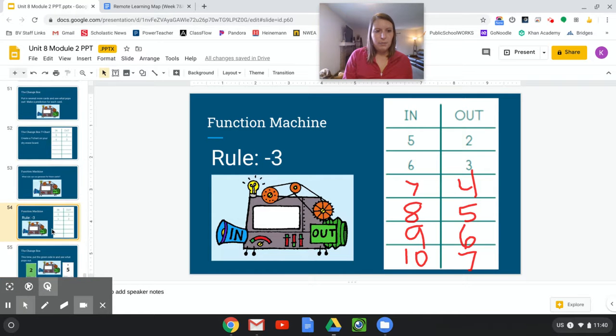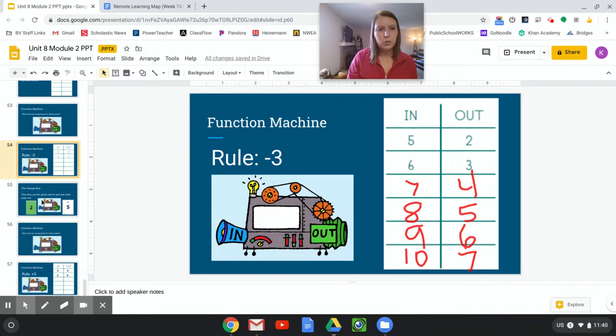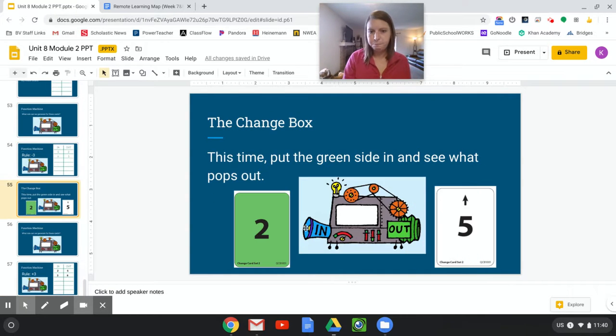Good job. Now we're going to try something different. So here we have a 2 we're going to put in, and a 5 is going to come out. So would you be adding or subtracting? That's the first question. Should we add or subtract in the function machine? Well, I'm noticing that the number is getting bigger. When you put in a 2, you're going to come out with a bigger number. So that means we must be adding.